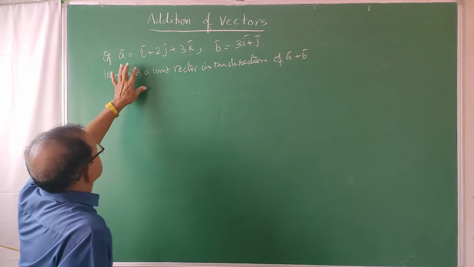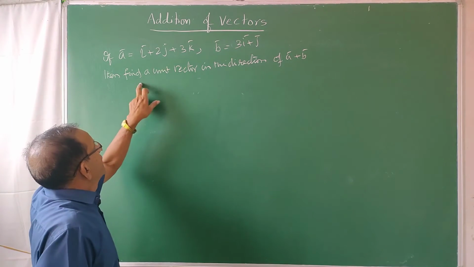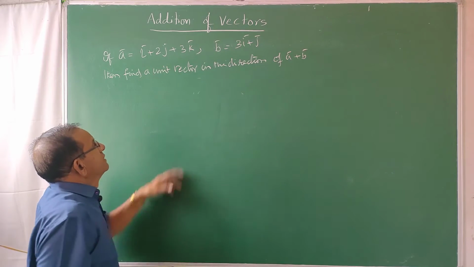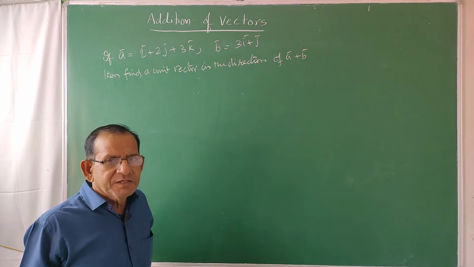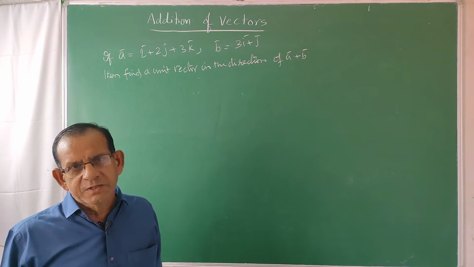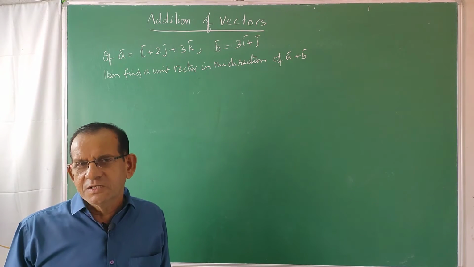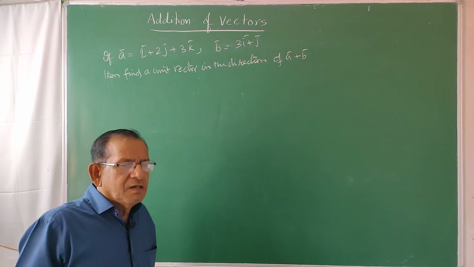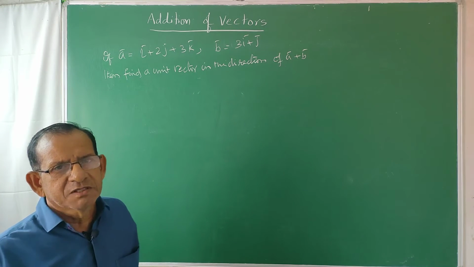Now in this question, a bar is one vector, b bar is another vector. We have to find out a unit vector in the direction of a bar plus b bar. That means first of all we have to find out a bar plus b bar. Afterwards I have to find out its modulus. Then if you divide a bar plus b bar by modulus of a bar plus b bar, then you will get the unit vector in the direction of a bar plus b bar.